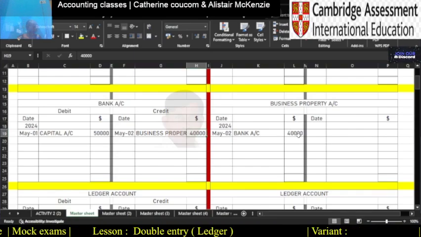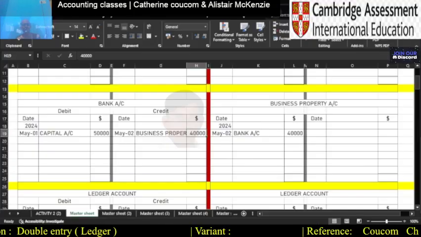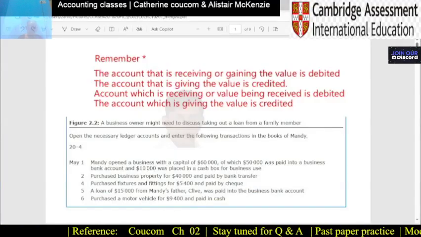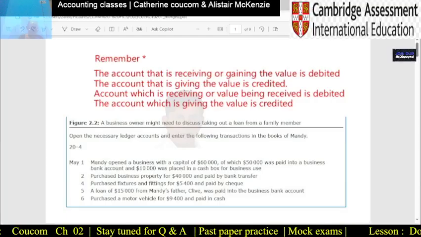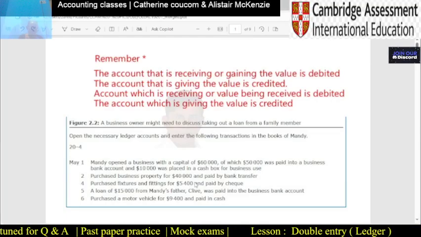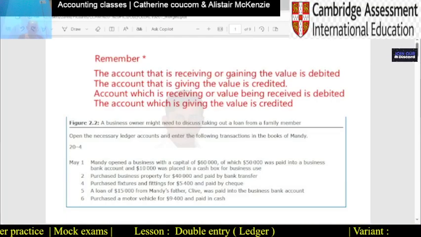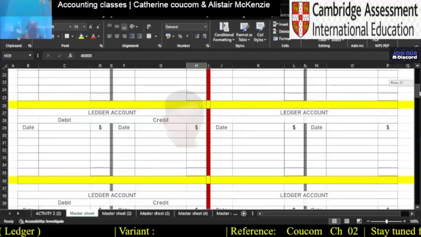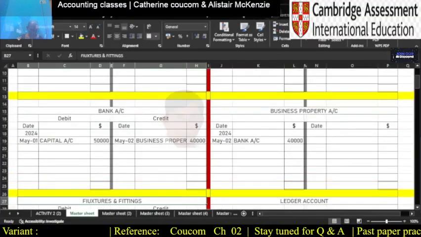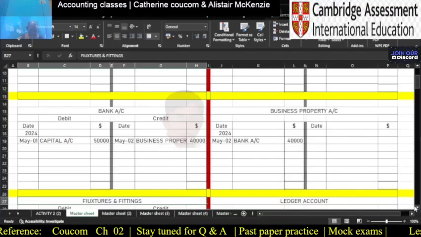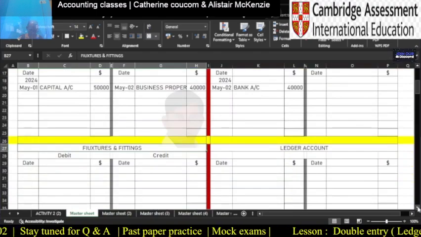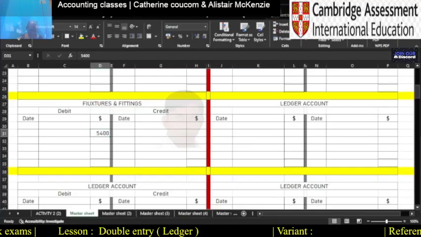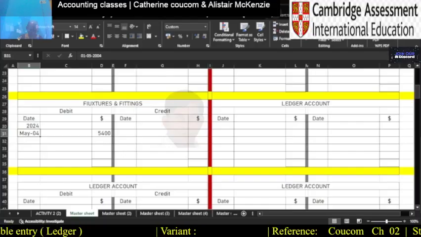Next, let us see the next entry. What is the next entry? Purchased fixtures and fittings for 5,400 and paid by check. On May 4th, fixtures and fittings 5,400. So open the fixtures and fittings account. How much? 5,400, on May 4th.